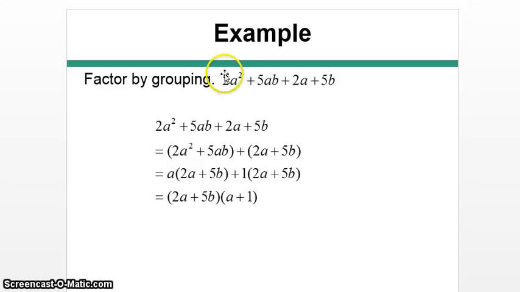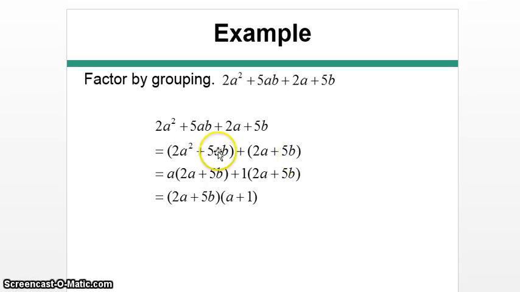Let us apply this in some example. Factor by grouping: 2a square plus 5ab plus 2a plus 5b. 2a square plus 5ab plus 2a plus 5b is equal to, make a group. We are grouping 2a square plus 5ab and another group 2a plus 5b.